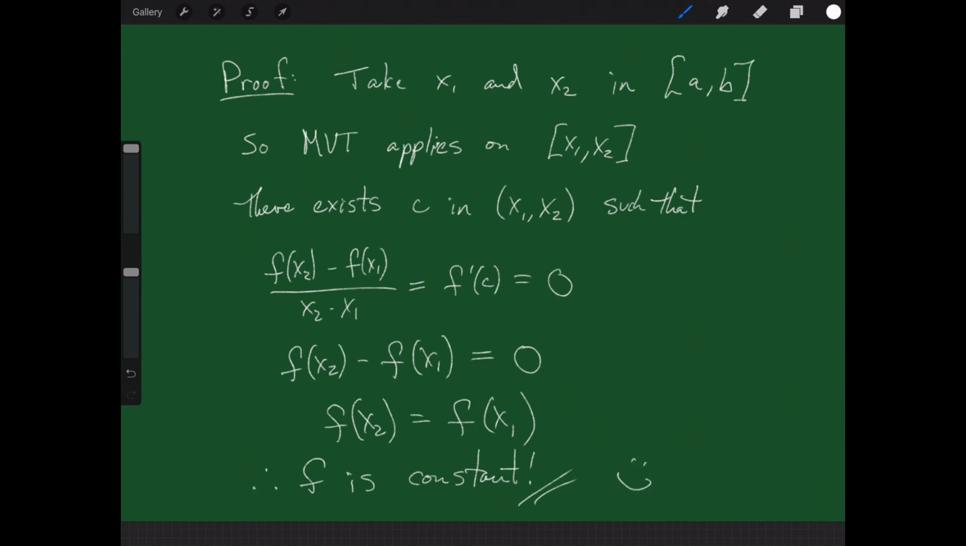And we're happy. Okay, so that is the proof of what we call the zero derivative theorem. And the zero derivative theorem simply tells us that if a function's derivative is always 0, then the function itself is a constant.